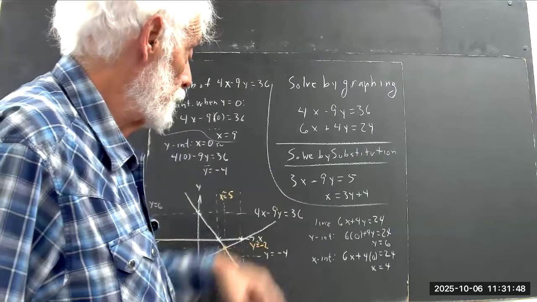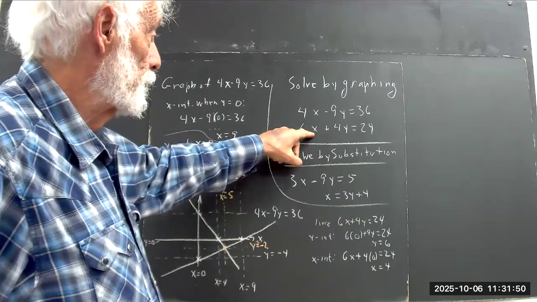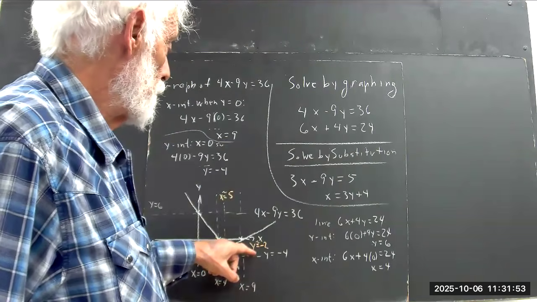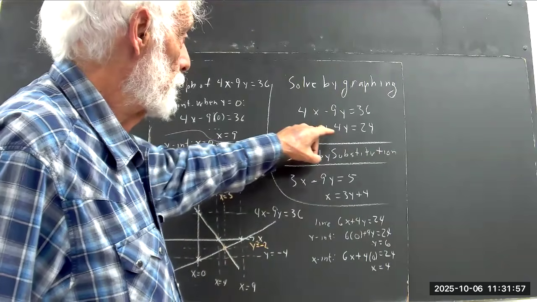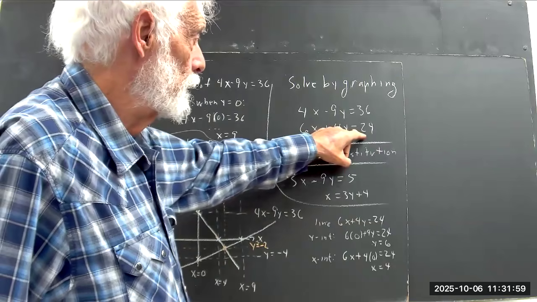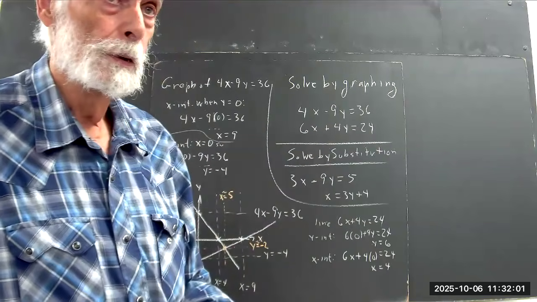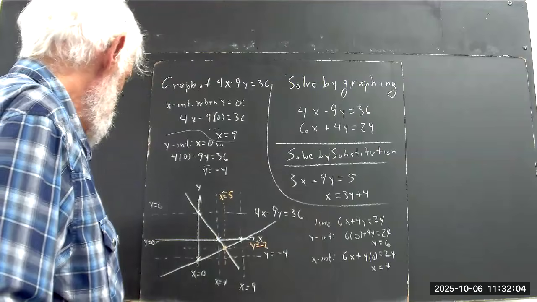Then you do the second equation. X is 5, so that's going to give you 30. Y is -2. -2 times 4 is -8. So I get 30 minus 8, which is 22. 22 equals 24. That's pretty close. So this is much closer than I thought it was going to be.